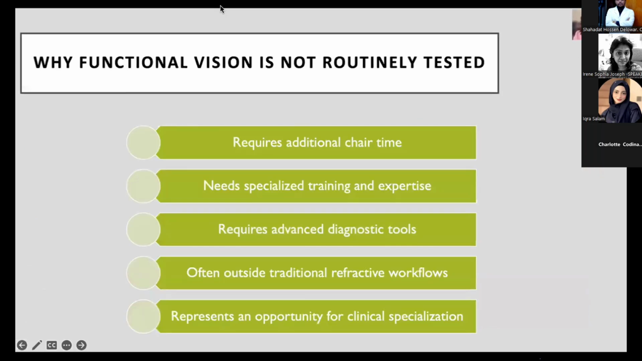So why is functional vision testing not routinely done? Usually it is because it requires additional chair time, sometimes even advanced training and some specialized equipment. As a result, many optometrists refer the patients to a specialized center once they find a diagnosis. But I would highly advocate including these tests in your routine optometric examination. That's most important so that we don't miss any early diagnosis.